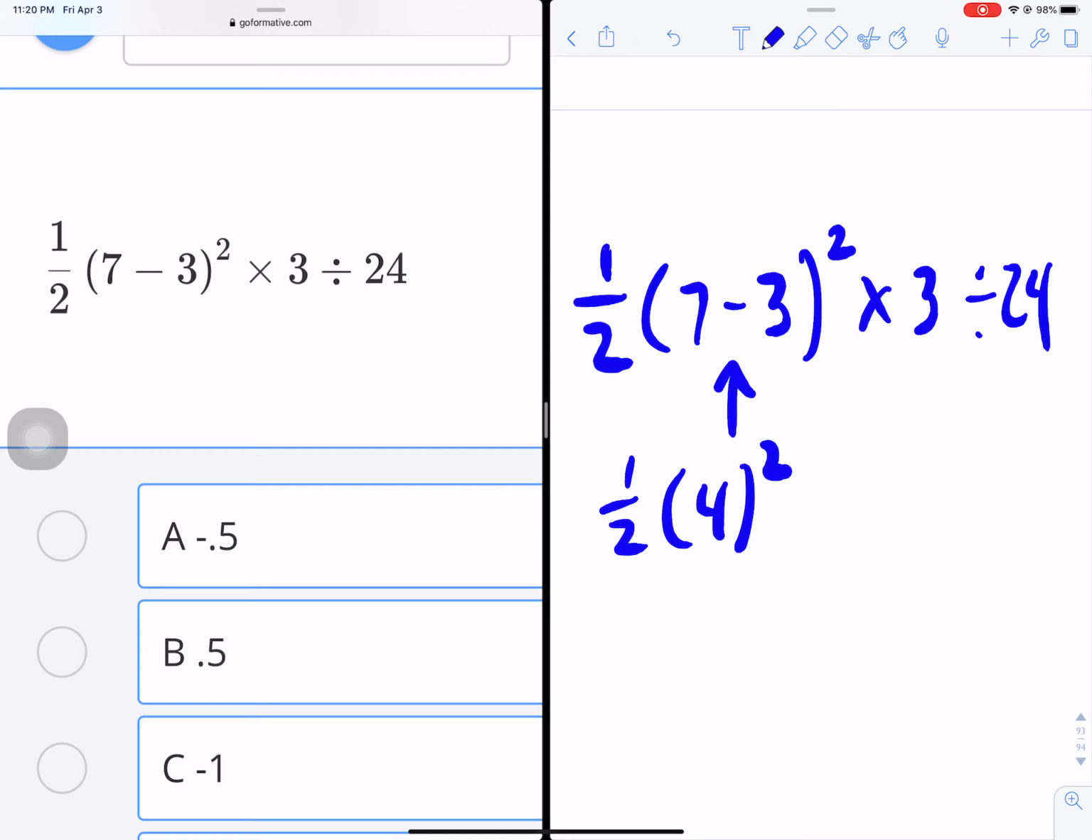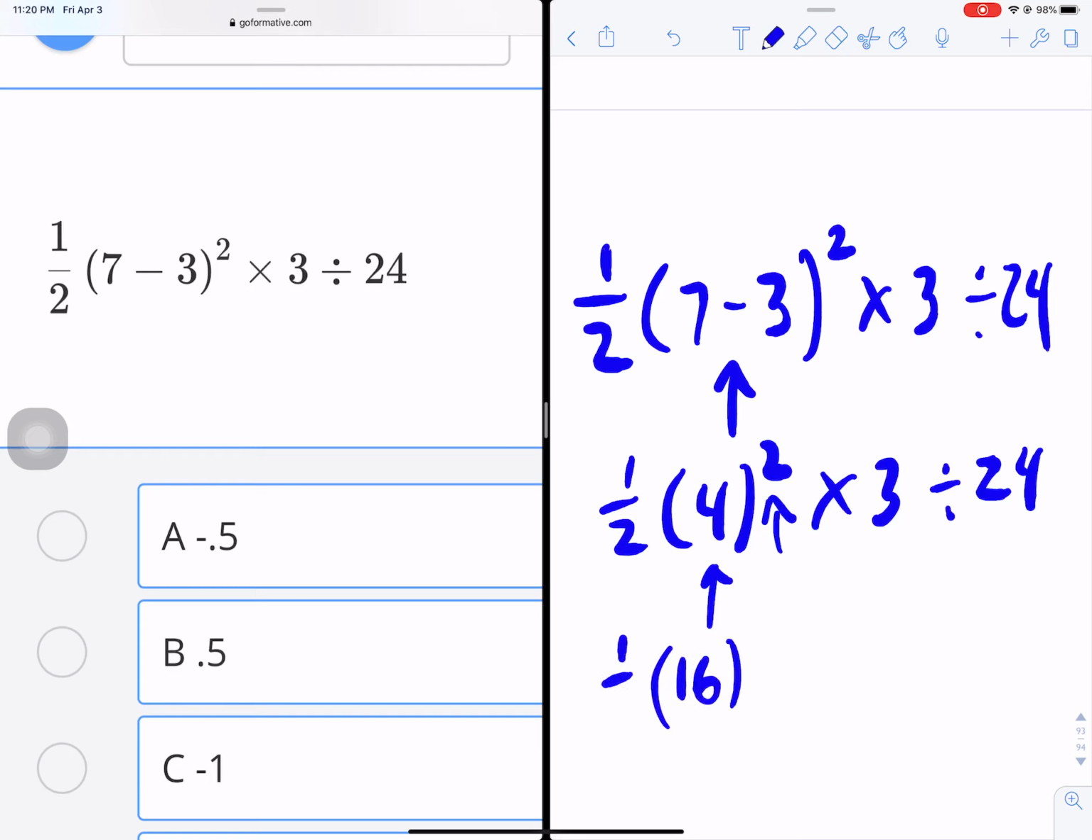4 squared times 3 divided by 24. Now there's no more parentheses. Well, there still is. There's nothing to do inside that parenthesis, but we do have an exponent on it. Let's do that next. What's 4 squared? Now remember, squared doesn't mean 4 times 2. Squared means 4 times itself. What's 4 times 4? 16.